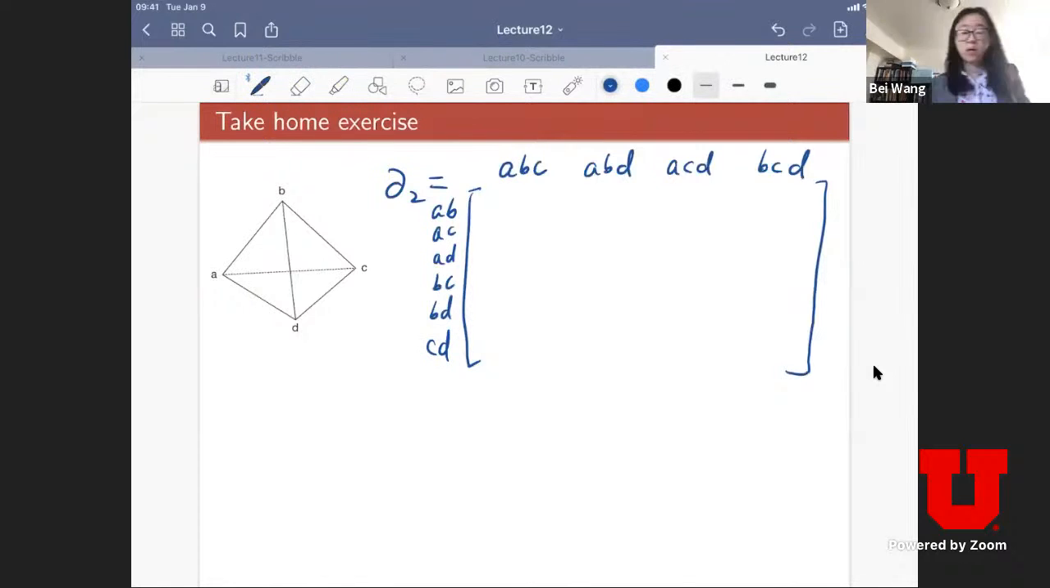Okay. So now the boundary of triangle ABC is AB plus AC plus BC. ABD is AB, AD, BD. And ACD is AC, AD, CD. And BCD is BC, BD, CD. I'm going to do the same thing. I need to reduce this, okay? So I'm going to reduce this the same way.